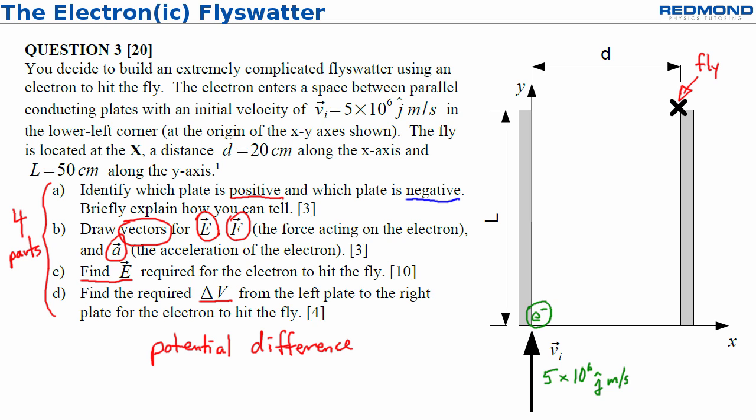Part A is fairly straightforward. The electron must be deflected to the right to hit the fly. Electrons are negative, so they're attracted to positive charge and repelled from negative charge, so the right plate must be positive and the left plate must be negative. The other way wouldn't work.